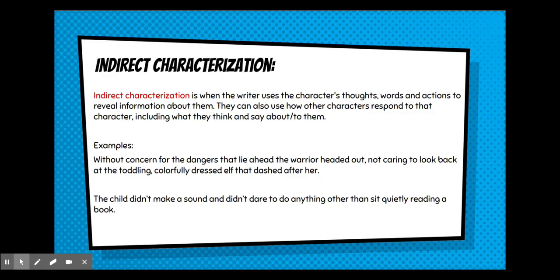Same thing with the next example. The child didn't make a sound and didn't dare to do anything other than sit quietly reading a book. Here, just like the second example on the direct characterization page, you can tell that this child is both quiet and obedient. But instead of outright coming and saying this, the author uses indirect characterization. It's really great to balance these types of characterization within your writing. While it's necessary to come out and say some things about your character, you also want to force the reader to get to know your character through inference and indirect characterization.